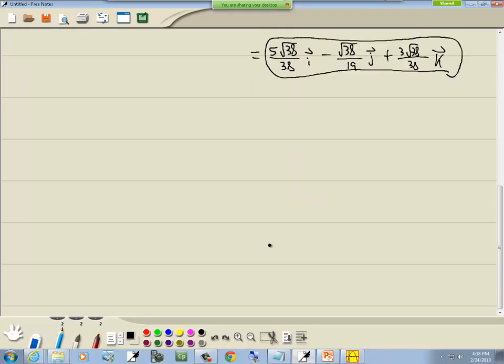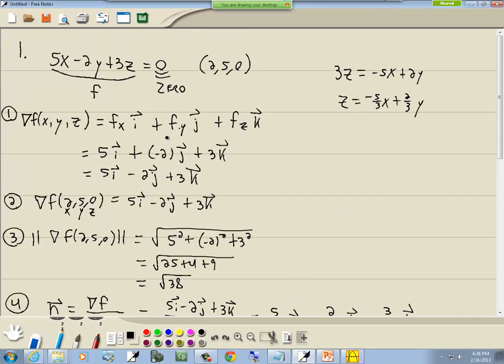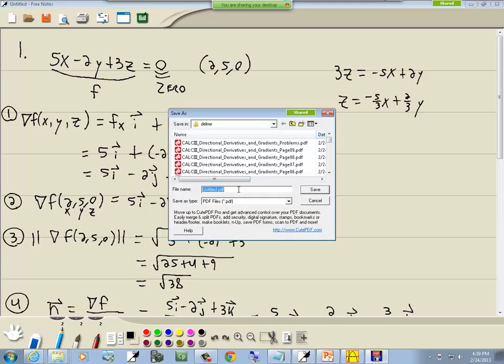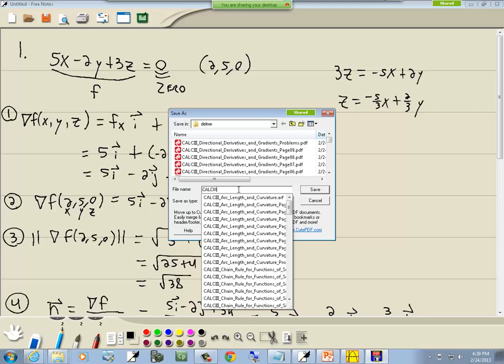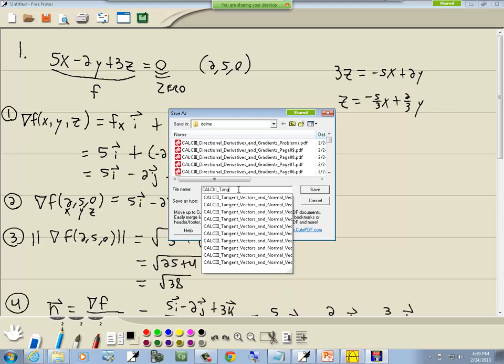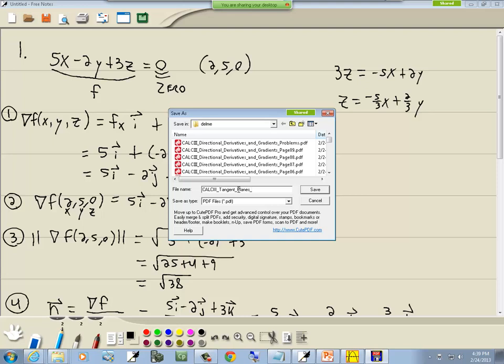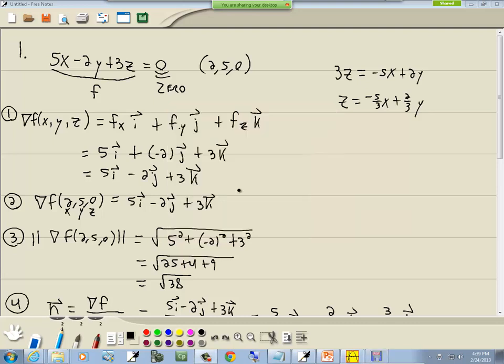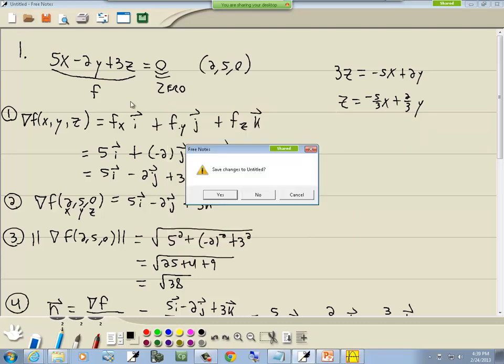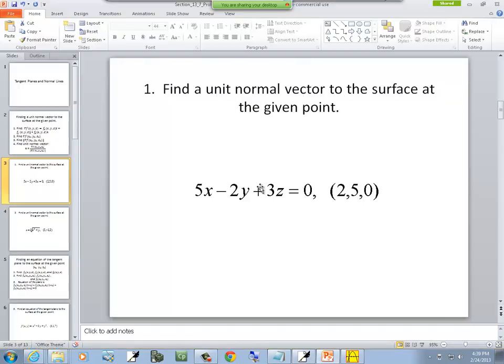Okay. Do I have room? Let me save that. What are we dealing with here? Tangent planes and normal lines. Calc 3. Tangent planes and normal lines. Page 01.pdf. Okay, let's look at another example.